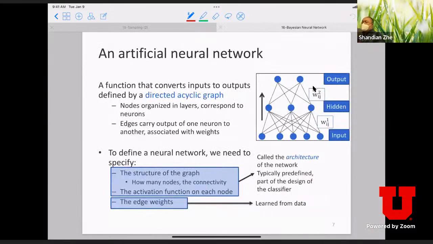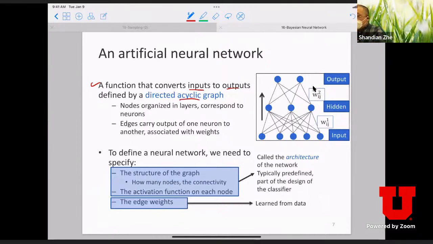So what is this artificial neural network? In a formal statement, it is essentially a function that converts the inputs to the outputs, defined by some directed acyclic graph.